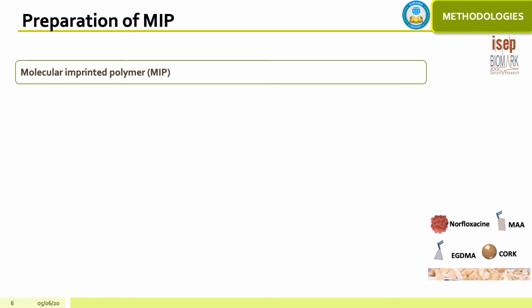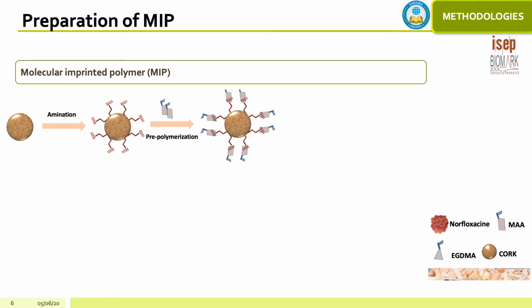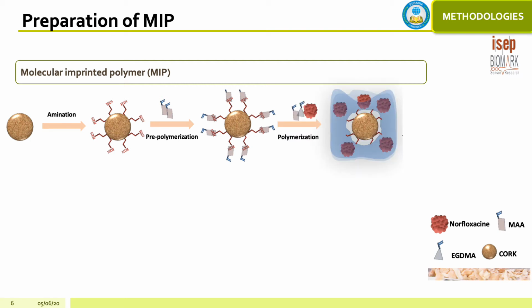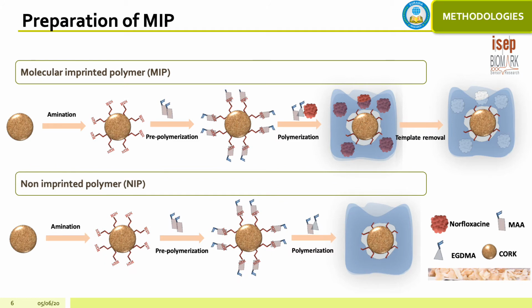In this work, MIP was assembled on cork, and first, cork was modified with amine groups, then vinyl monomers, in this case it was used methacrylic acid as a monomer, were covalently bound to cork in prepolymerization step. The polymerization occurs in the presence of antibiotics. And as a proof of concept, in this work, norfloxacin was selected here as the target compound. The production of MIP terminates when norfloxacin is removed from the polymer. In parallel, a control material was also prepared, but without antibiotics, also known as non-imprinting polymer, NIP.